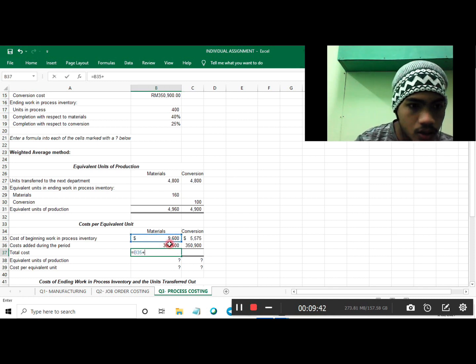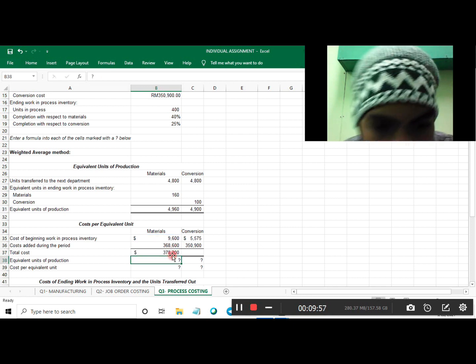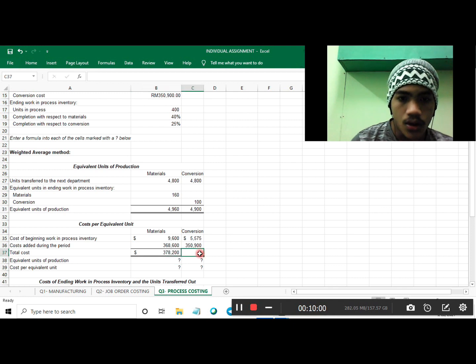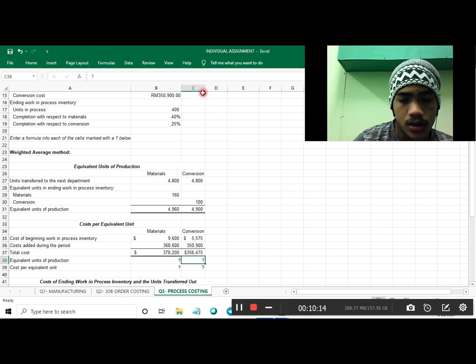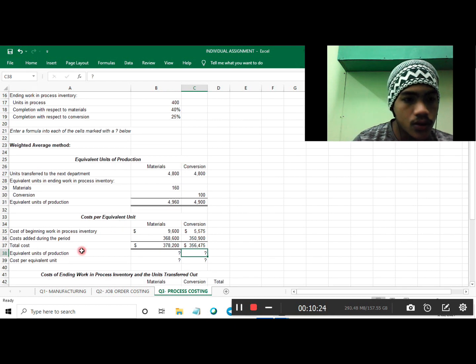And then we total for material: 9,600 plus cost added during the period, 368,000. So we get 378,200. For conversion, just plus the cost added during the period, then we get 356,475 ringgit. Okay, so for cost per equivalent unit of production, we take from the equivalent unit of production.